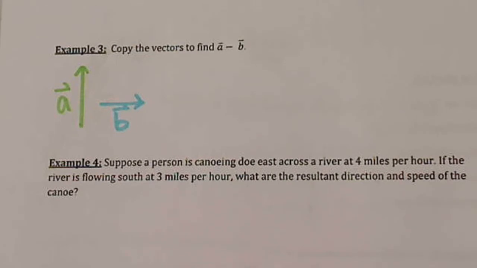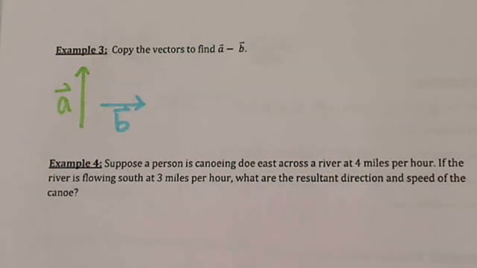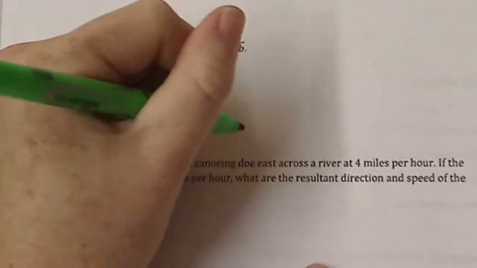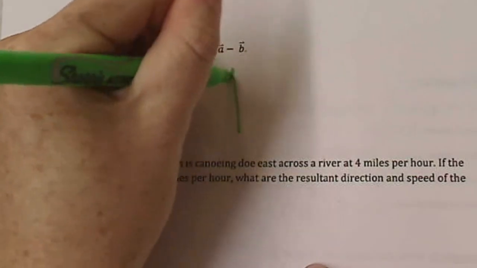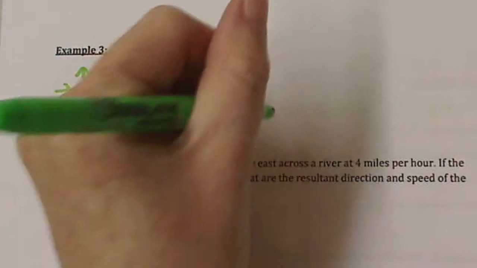To do vector addition and subtraction, what we do is first we look at our first vector. It's A. So I'm going to just copy A. I'm going to sort of sketch it out about the same length, and I'm going to label it.